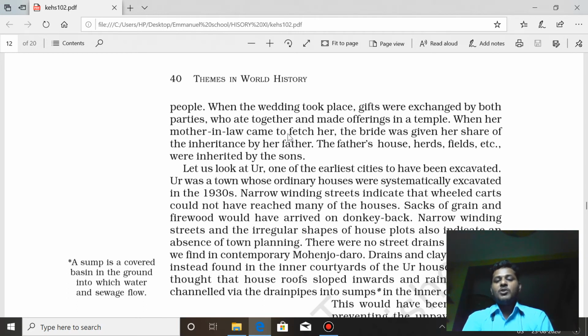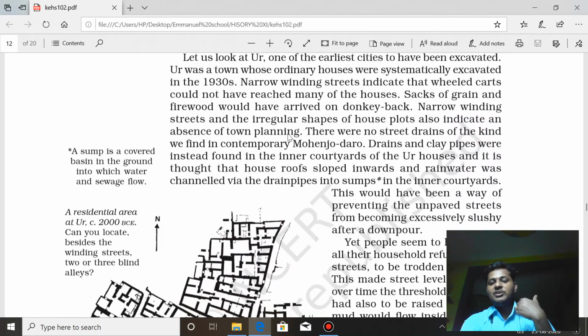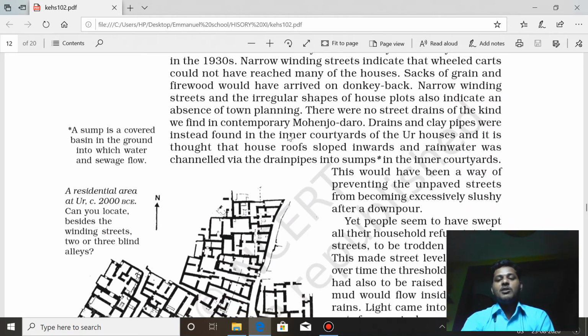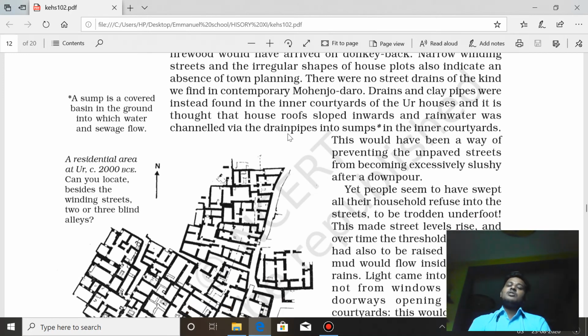Then we went on to talk about the rainwater being very efficiently channeled through the drain pipes into the sumps, meaning the ground, into which the water and sewage flow, the basin, that pipe. But they used to leave the waste from the house out into the street. So people slowly started elevating the thresholds of their houses, because the mud would not flow into the houses after the rain. So that is another point.